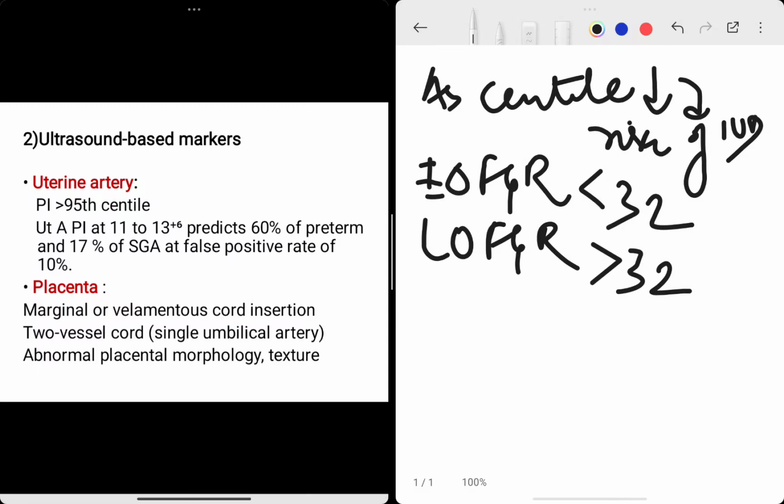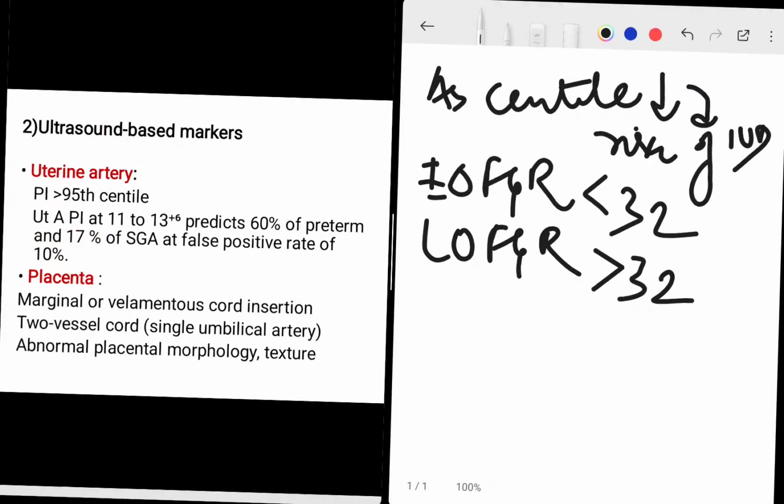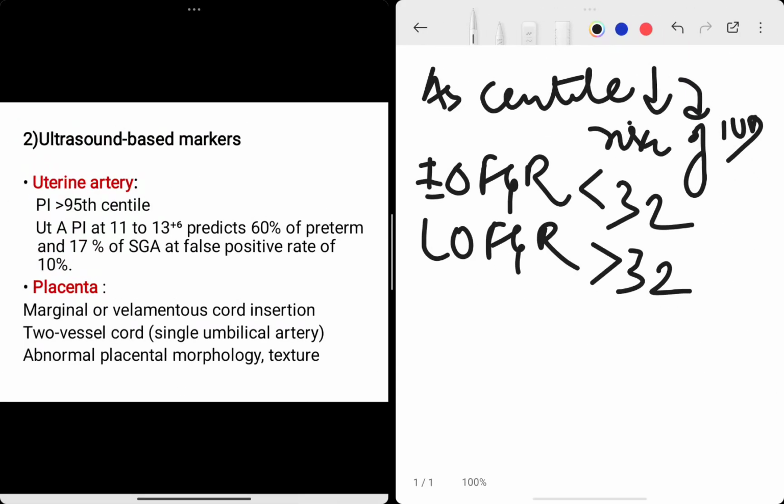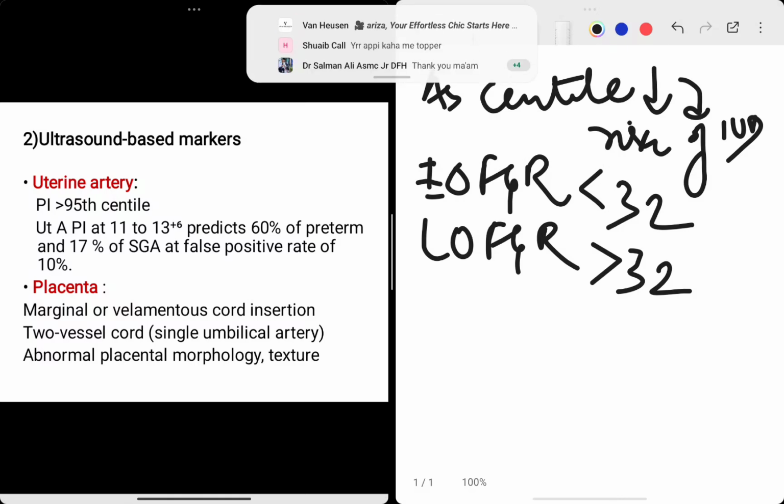Ultrasound based markers means you have done an NT-NB scan, and in the NT-NB scan you can see the uterine artery changes, like the uterine artery PI. PI means pulsatility index. The pulsatility index of the uterine artery is more than 95th centile, or the uterine artery PI at 11 to 13 weeks predicts 60% of the preterm and 17% of the small for gestational age at a false positive rate of 10%.